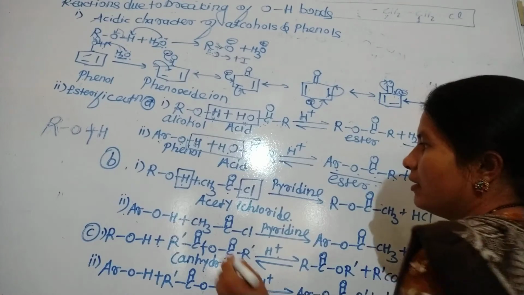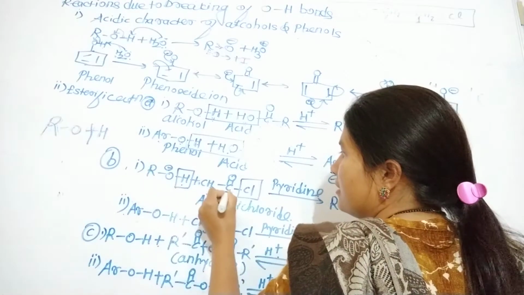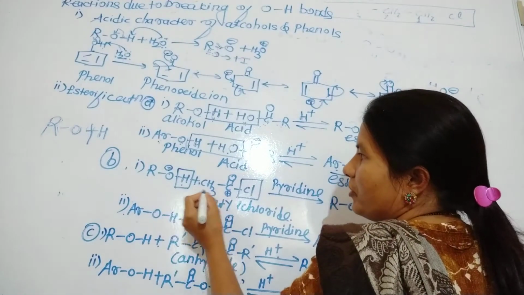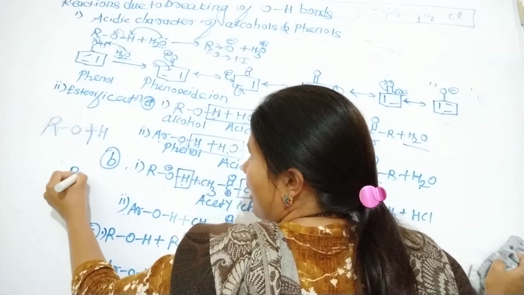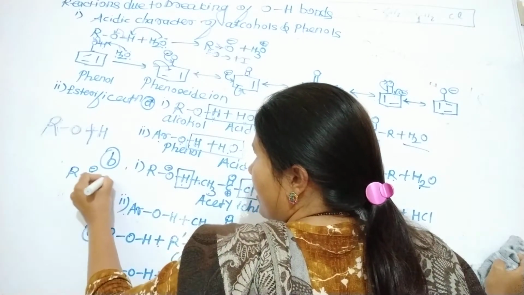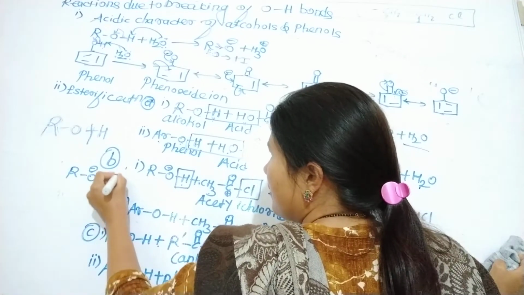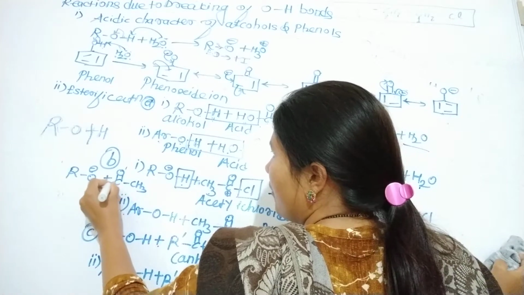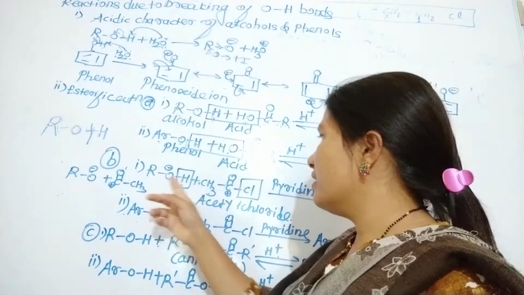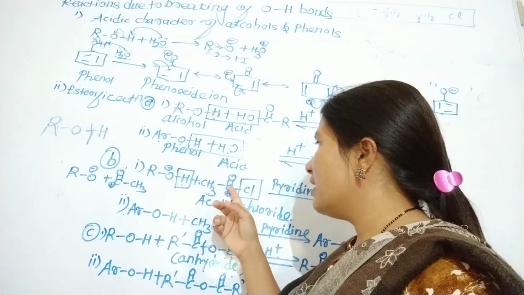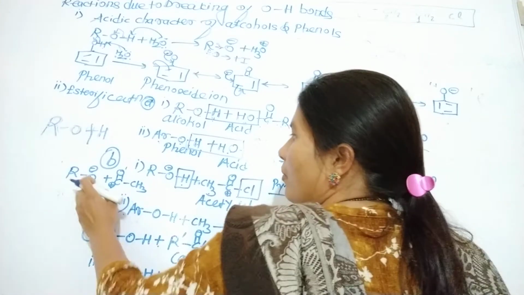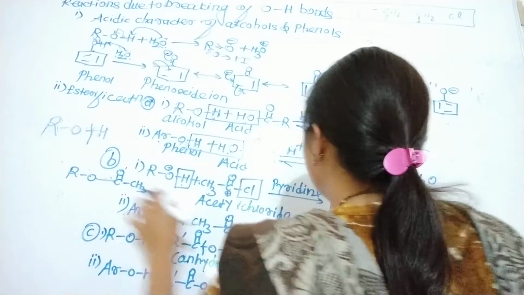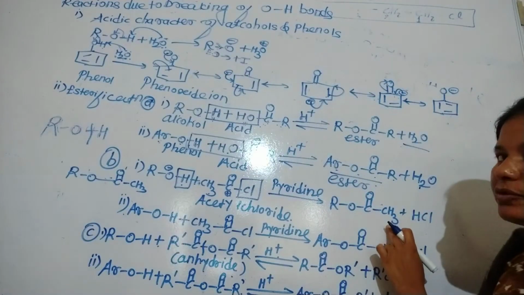Then what happened? This is negative and this is positive. Fragmentation takes place. You can simply say that one fragment is RO minus, and the second fragment is CH3C double bond O plus. So with O minus and plus here, a bond forms, and what will we get here? Simply RO C double bond O CH3.